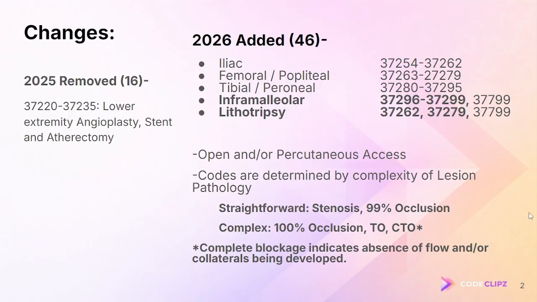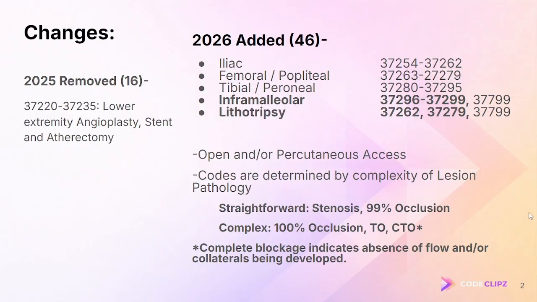These are structured very similarly in that there's the iliac, femoral, and tibial areas. And then we're also adding the inframalleolar area with 2 separate codes and lithotripsy, 2 separate codes. Same as 2025, there are open and/or percutaneous access procedures, but this time they're determined by complexity of lesion pathology. So we have 2 options for this, as you'll note in the code sets.